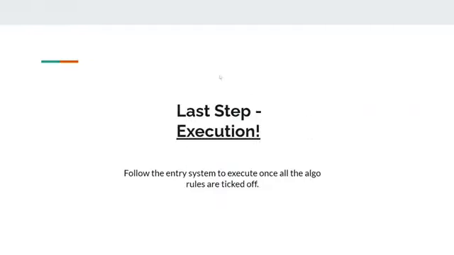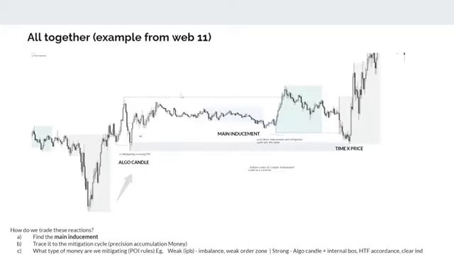Okay, and then our last step when we have these algo rules in place is our execution, and basically that's just utilizing the entry system to execute the trade. Realistically the entry system is based off multi-time frame execution. So if we're seeing these movements happen, we just got to see what time frame the order block is, and then we can utilize the entry system there. You can look at the last webinar for direct entry system examples. This was from the last webinar, just this photo here, but we're just putting together the algo concepts.